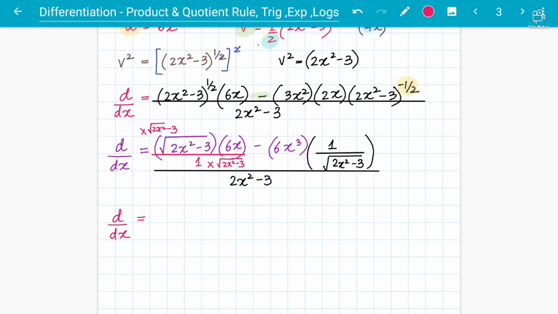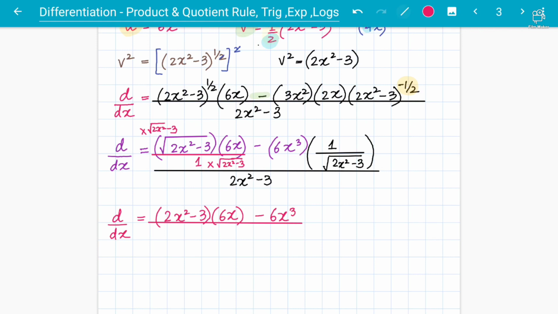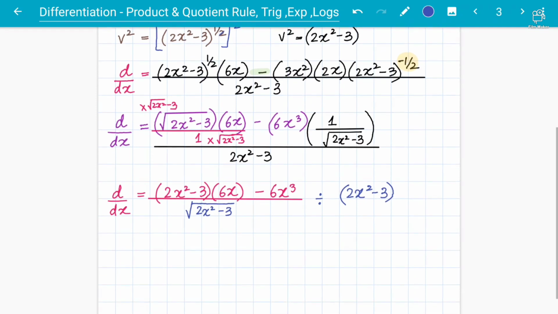So you need to understand that eventually the numerator will become 2x square minus 3 into 6x, and minus 1 into 6x cube, which will be minus 6x cube. Okay, so hope everyone is getting it. And the LCM becomes square root of 2x square minus 3 divided by the square, that is 2x square minus 3. Okay, so I'll wait here. So hope everyone understands. I'm going to explain it again.